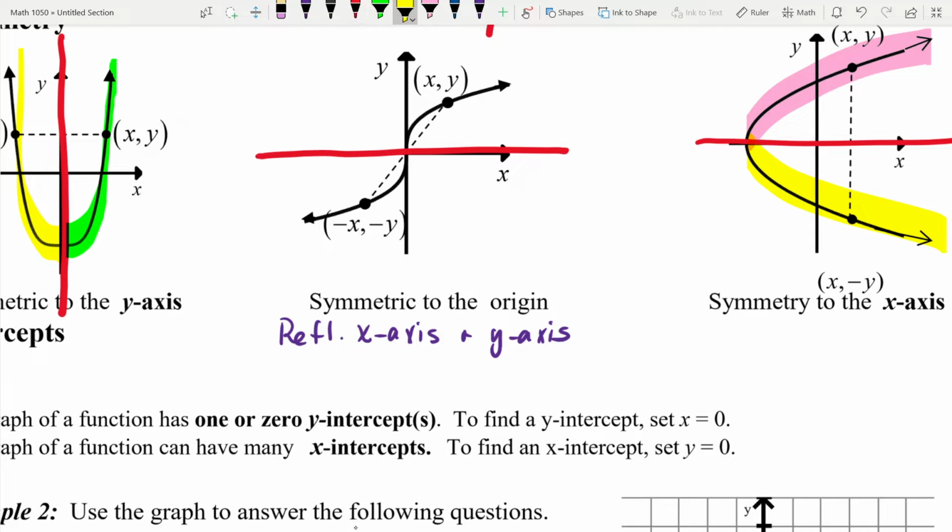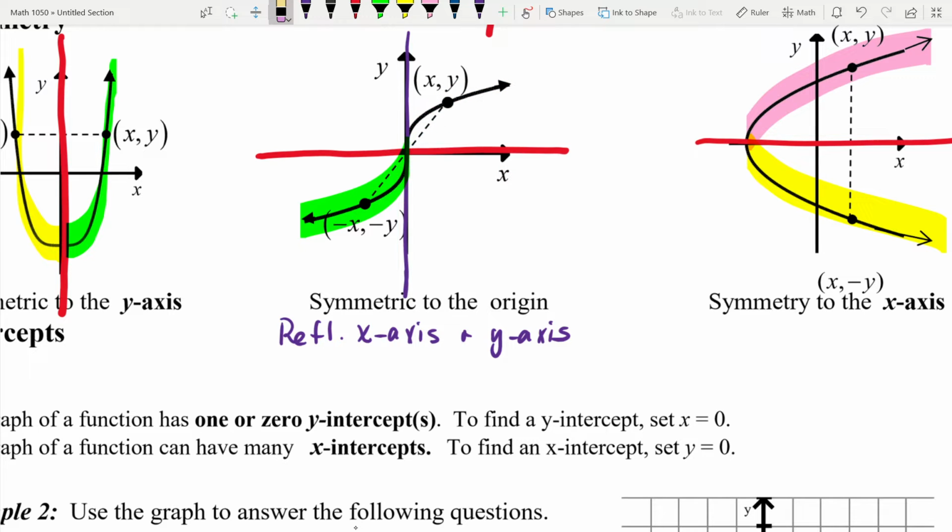So see this half of the graph right there? If I folded it across the x-axis, it would come down like this. And then if I took that pink graph and I folded it across the y-axis, which is right there in purple, then it would lie on top of the other half. So that's symmetric across the origin. So it's just a double reflection.